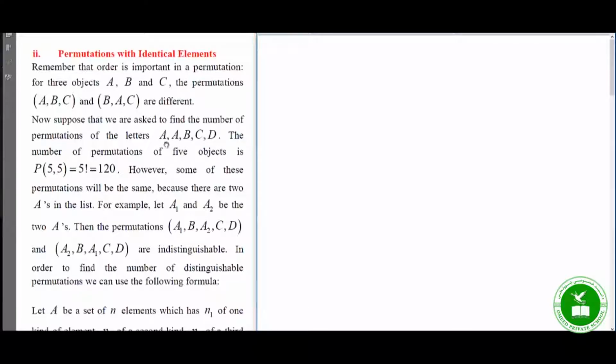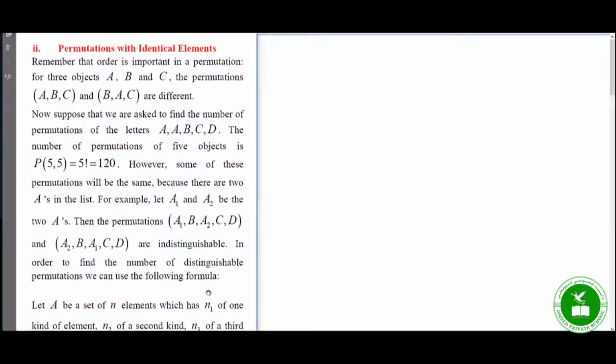But if we have A, B, C, D, A, here we have two same A's. In this case, the permutation of them is not permutation of 5 from 5, because we have two same A's. If we give them indices like A1 and A2, these two will be different. For example, A1 B A2 C D and A2 B A1 C D are different. But if they don't have any index like 1 and 2, they will be the same.